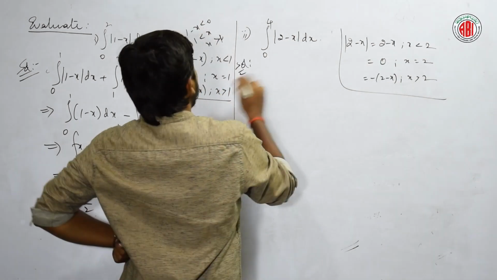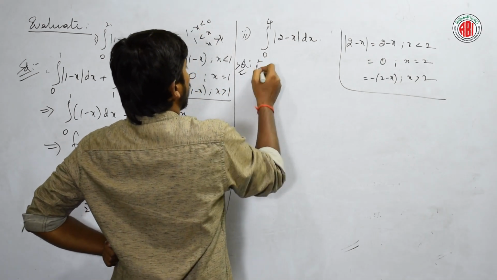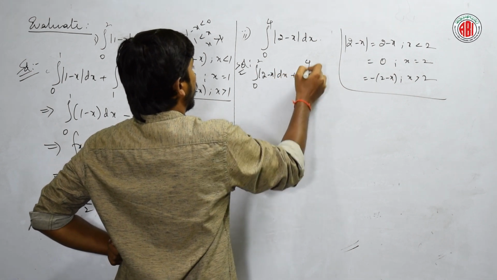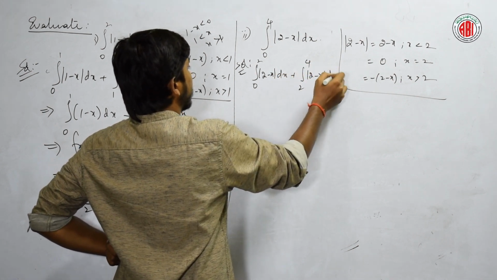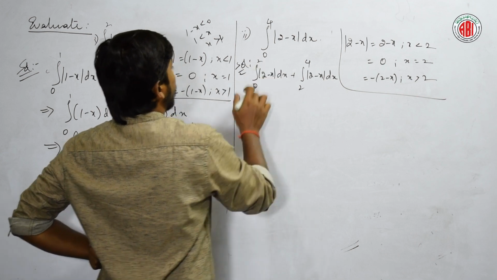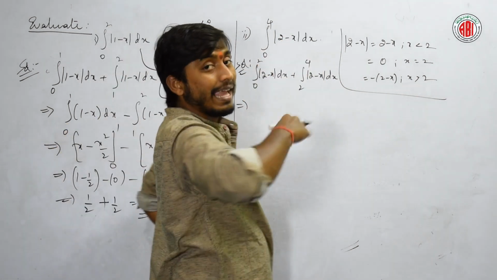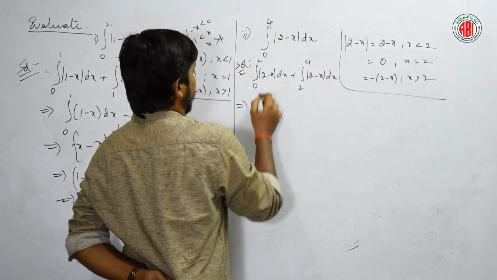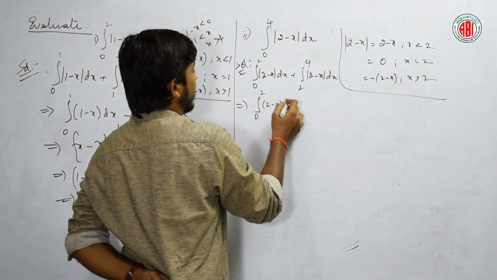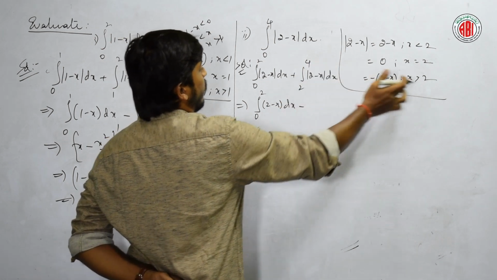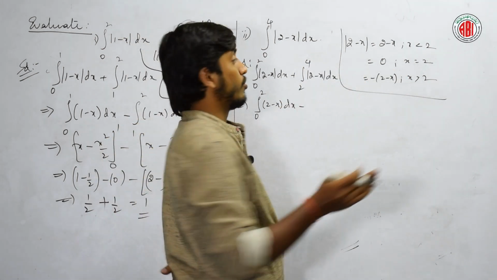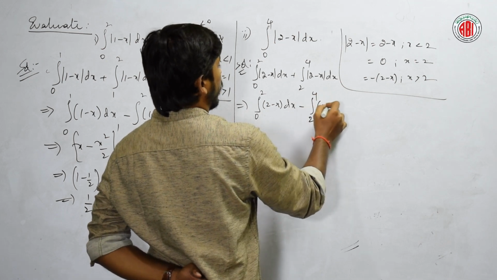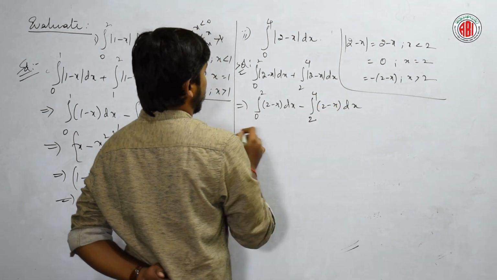So we can tell that this can be written as integral 0 to 2 mod of 2 minus x dx plus integral 2 to 4 mod of 2 minus x dx. From 0 to 2, that is x less than 2, the mod of 2 minus x is positive, so this is 2 minus x dx. From 2 to 4, x is greater than 2, so it is negative: minus integral 2 to 4 of 2 minus x dx.